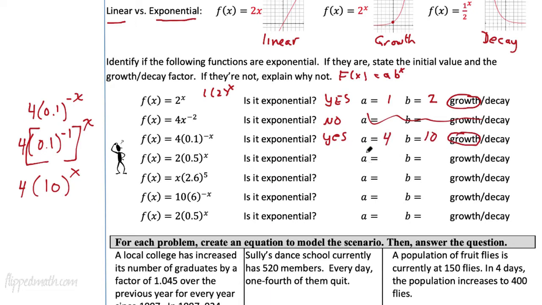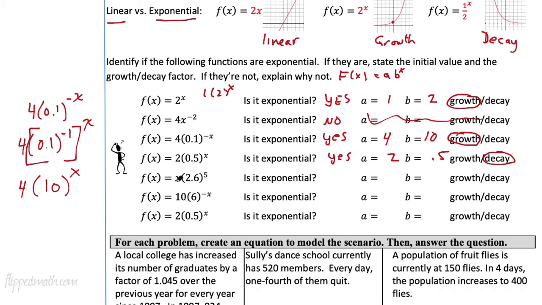2. All right, what do we got? 2. That's the value of a. B equals 0.5. That means it's a decay function. Yes, this is in the proper form. All right, how about the next one?